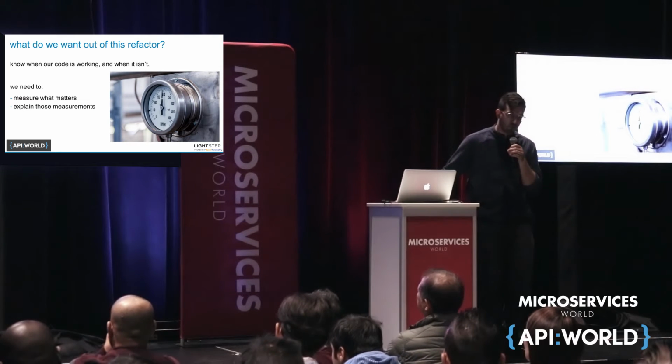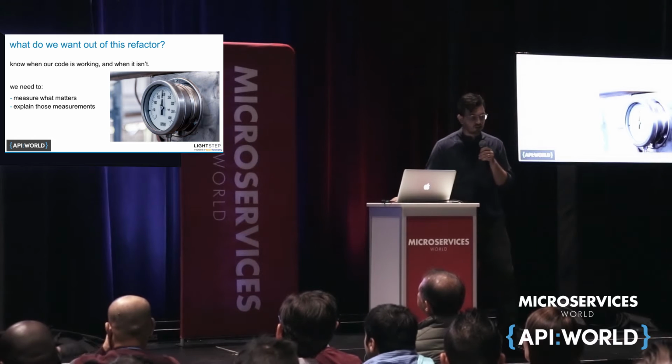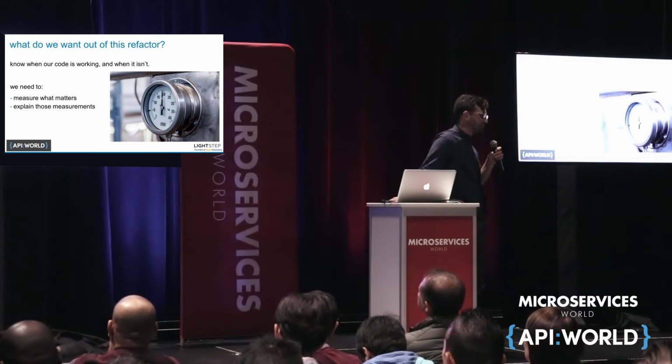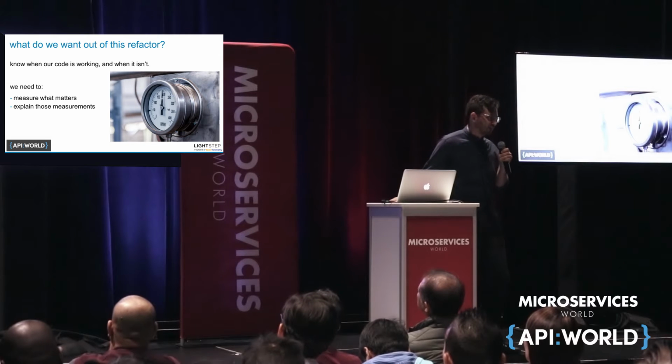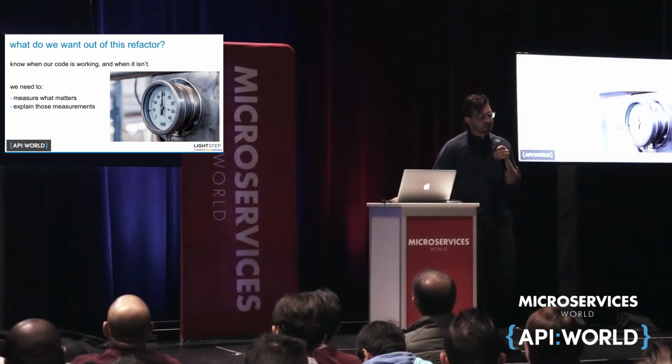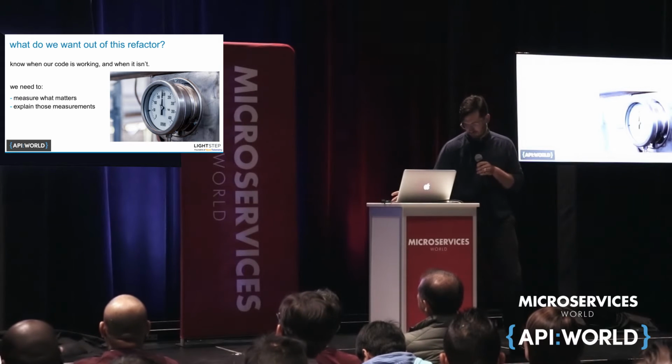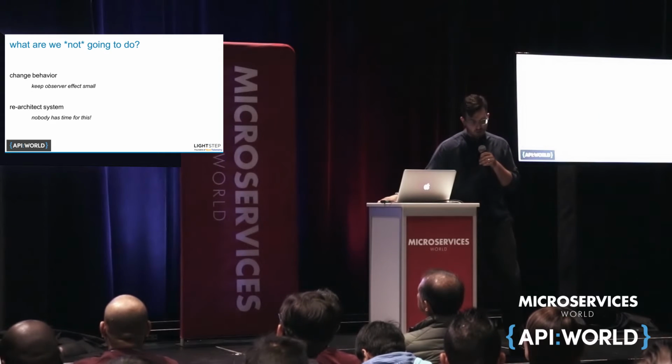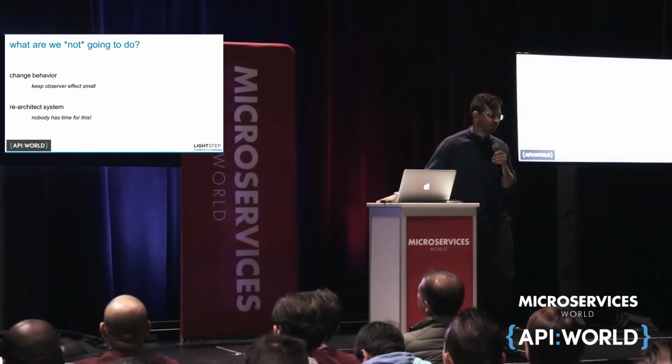So what do we want out of a refactor? We want to know when our code is working and when it isn't. And we're going to do that by measuring important things in the application. And we're going to figure out how to explain those measurements and why they change. And we are going to try really hard not to change the behavior of the system. Anything that you measure, you can sort of prod the system into changing a bit. We're going to try to keep the observer effect of doing this really small.